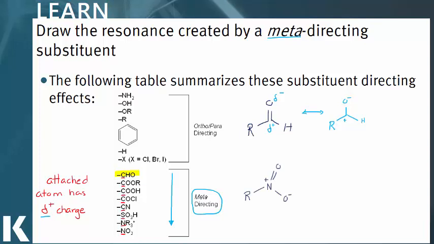And in fact, if we look at the nitro group, which is one of the best meta-directors, it has a full positive charge on it. So overall, to recognize a meta-directing substituent, you want to look for some positive charge on the atom that is directly attached to our benzene ring, which here we have denoted just with R.